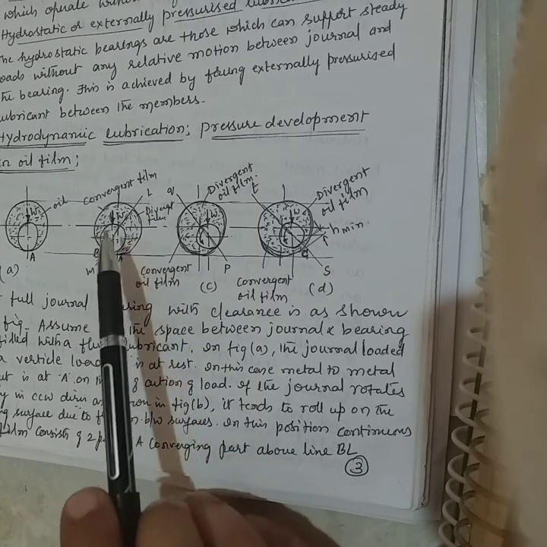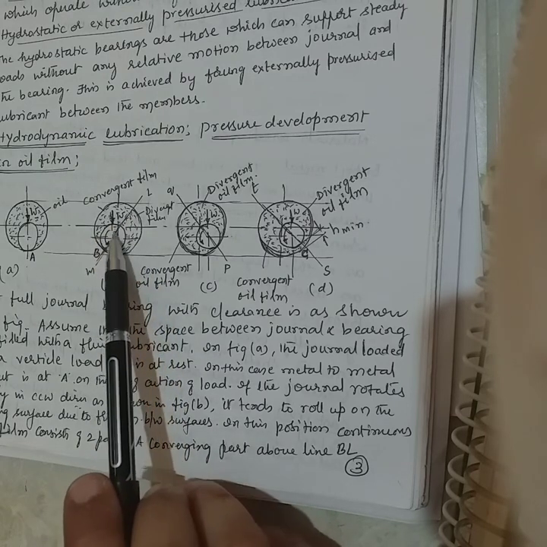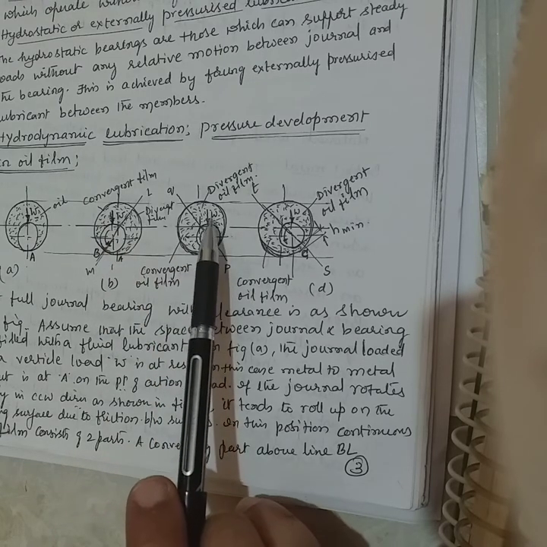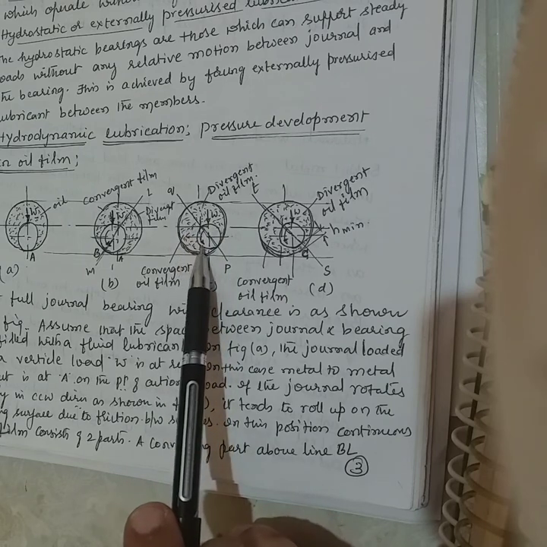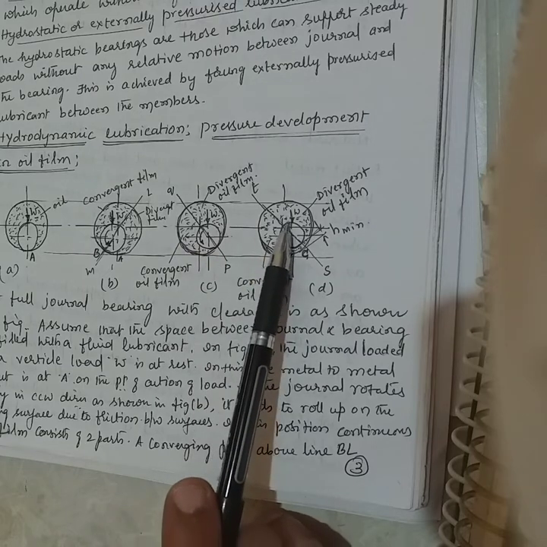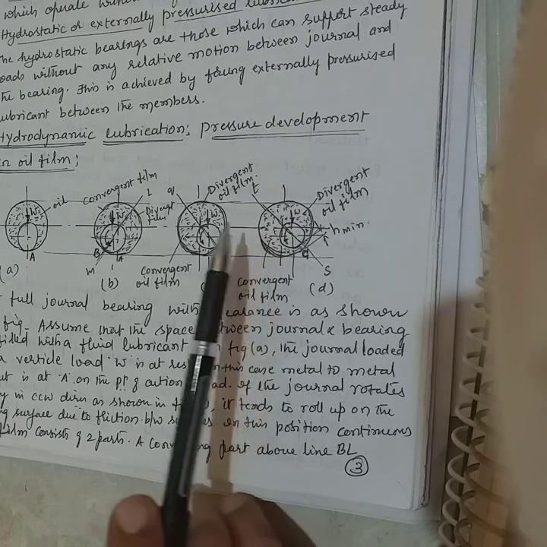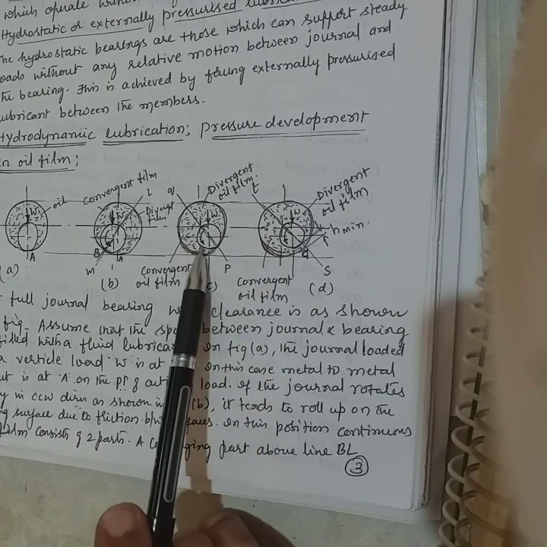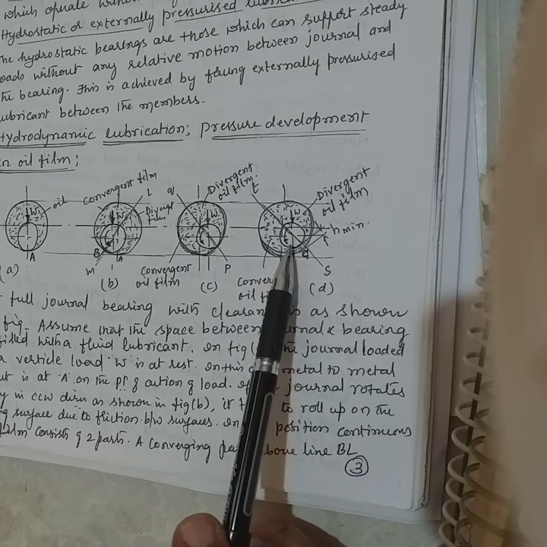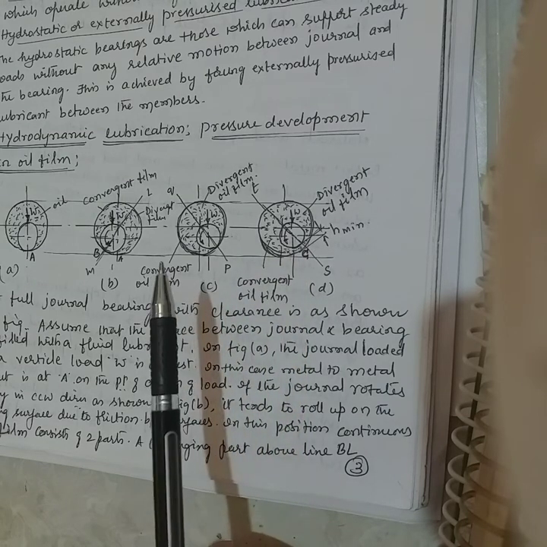Then you will have two films present. As the speed of the journal increases, it flows down and then moves to the opposite direction, and then you will have the presence of convergent film and divergent film. As the speed of the journal further increases, the pressure that is developed in the convergent film of oil, that is at this zone, the pressure of oil increases. This high pressure oil will separate the journal from bearing, thereby avoiding metal to metal contact.